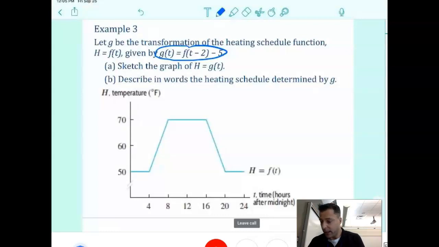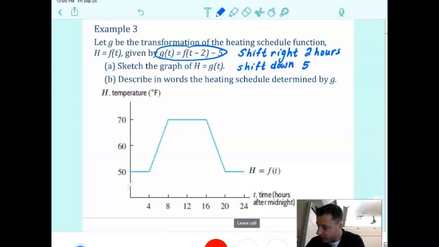Okay, let's start with part B. It means our schedule is 2 hours later, so it's a shift right. So if you want to write this, you shift right 2 hours, the inside, and you shift down 5 degrees. So that's great. There we can use to explain our graph. Well, you shifted right 2 hours, meaning the schedule is going to start 2 hours later and it's going to be 5 degrees cooler. So that's our meaning.